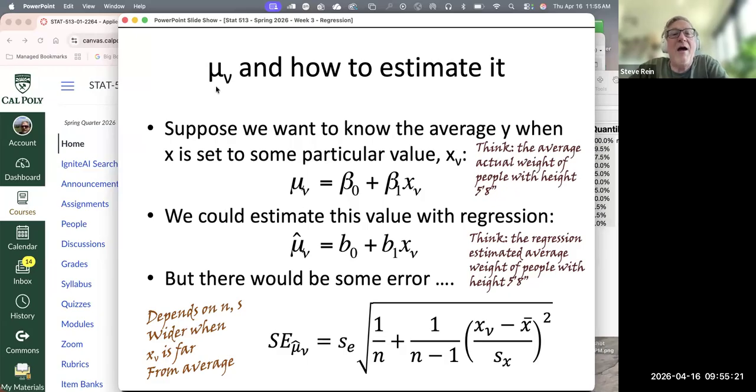Literally, if I want to know the average value of y for a given x, I'm going to note that with a mu for average, with a subscript nu, it looks like a v, but it's a nu. Mu nu is the average value of y when we know the x value is x nu, a particular value of x. So basically, think of a height. For that height, if you knew the true intercept and slope, you would have a typical weight for someone of that height. Mu nu is that typical weight.